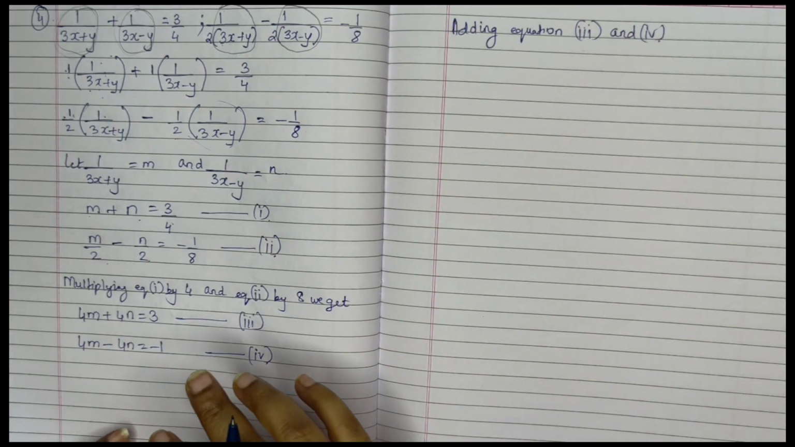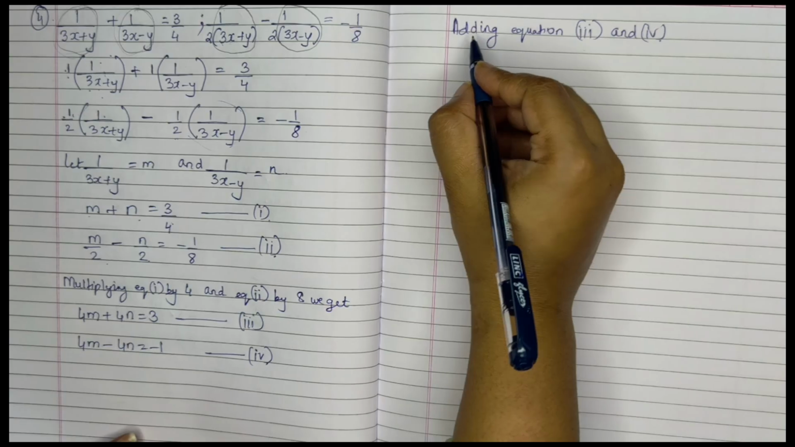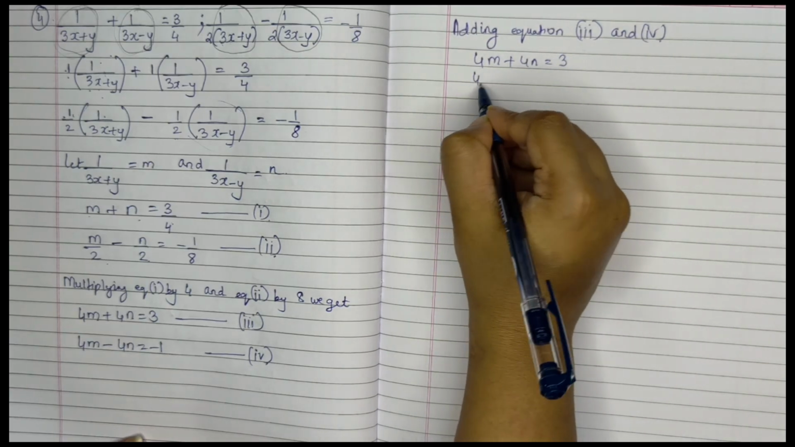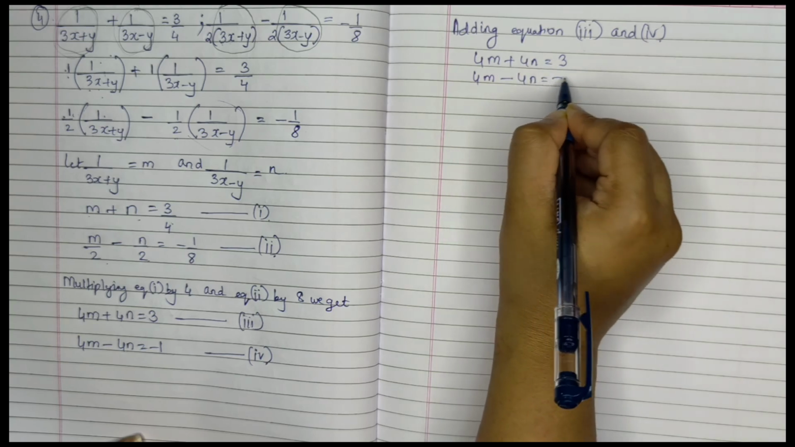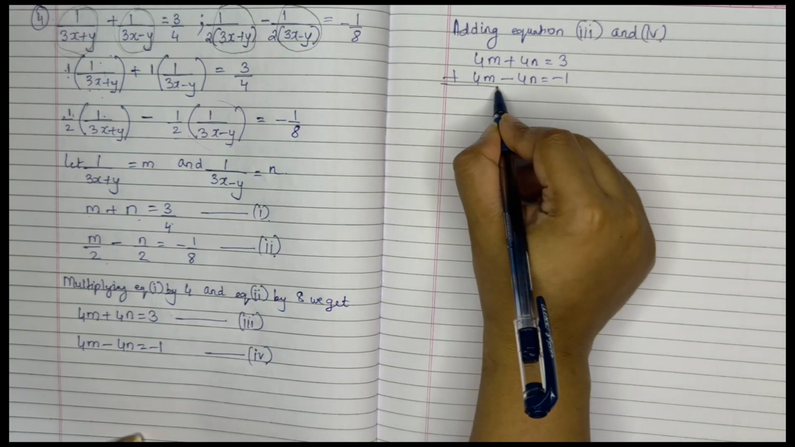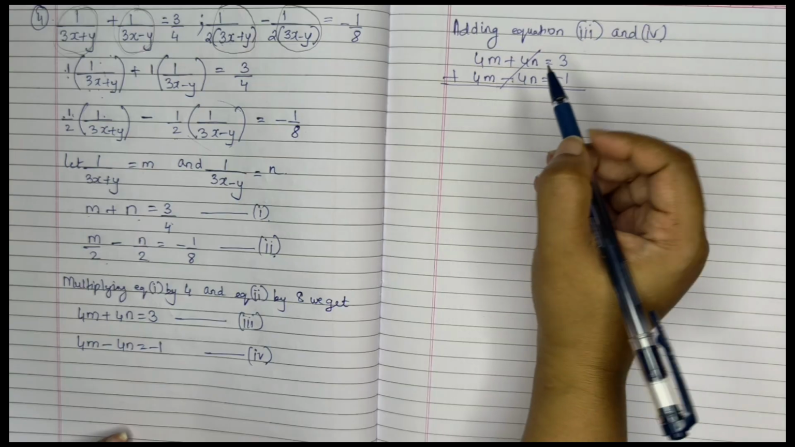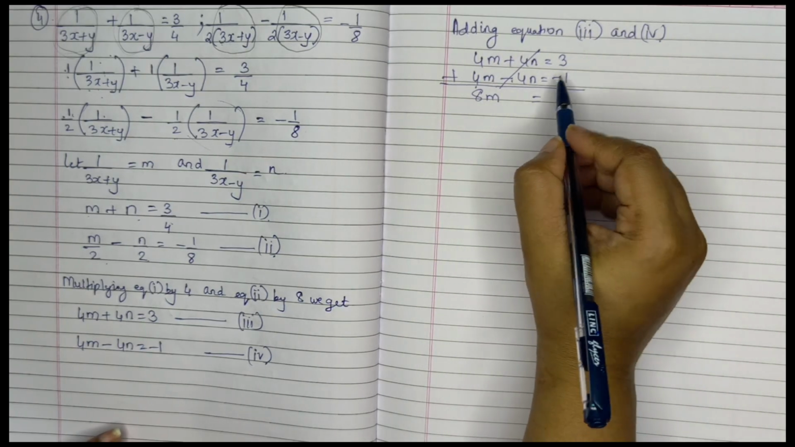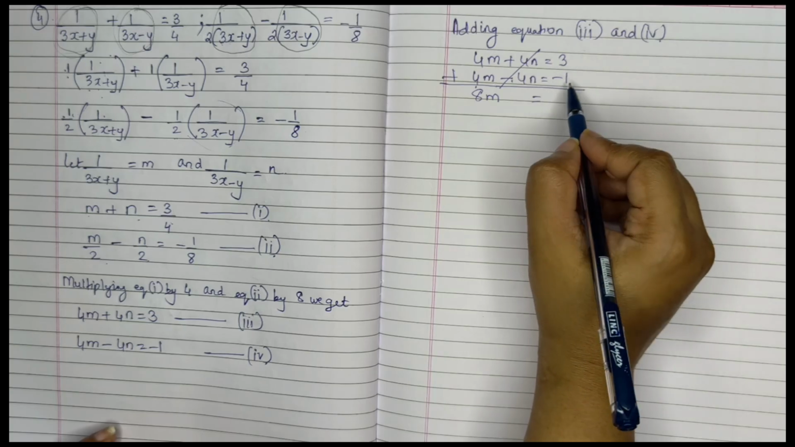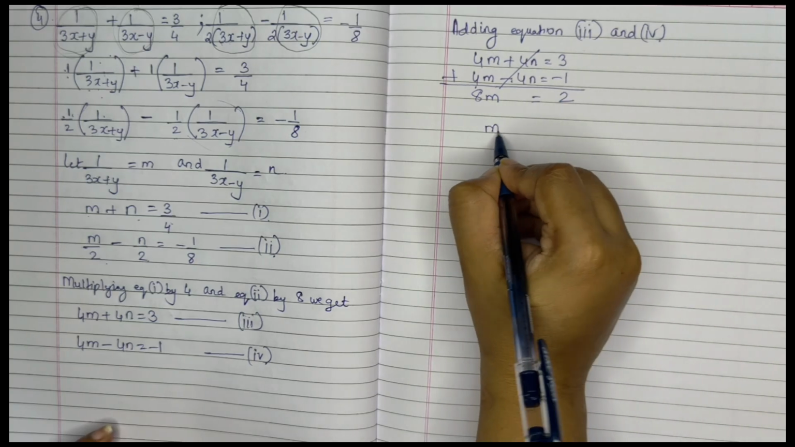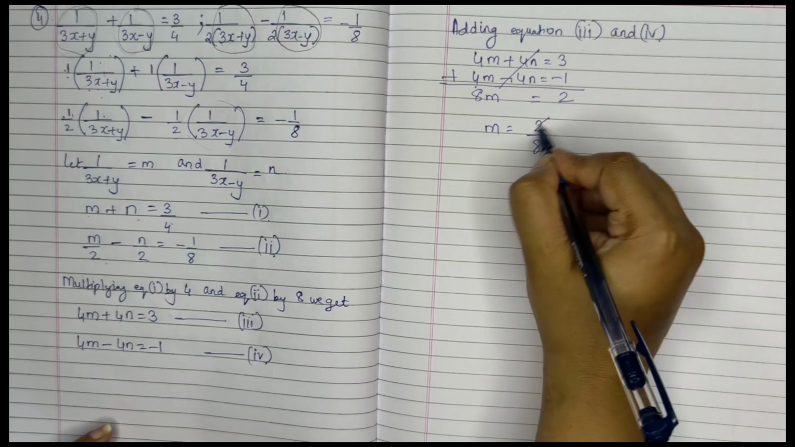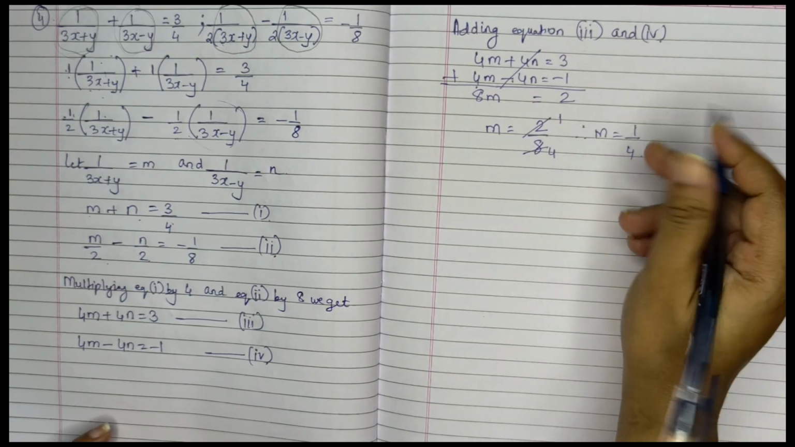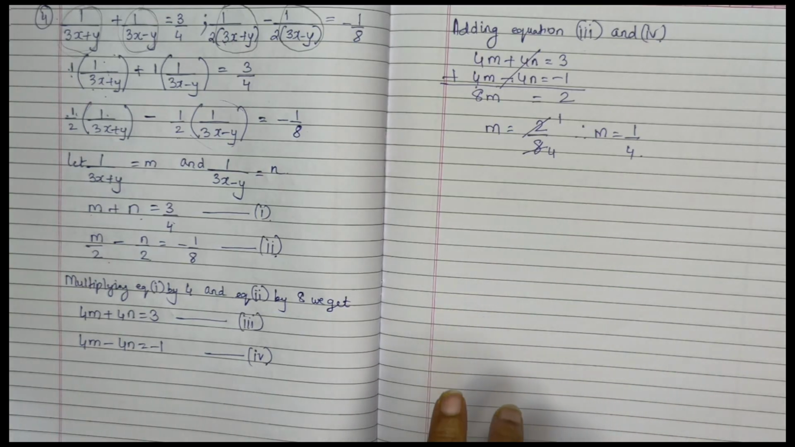Okay, so write down both the equations. 4m plus 4n is equal to 3 and 4m minus 4n is equal to minus 1. Add both the equations. See, plus 4n and minus 4n get cancelled here. So 4 plus 4 we will get 8m is equal to 3 minus 1, 2. Now m is equal to 2 upon 8. 2 ones are 2, 2 fours are 8. So therefore m is equal to 1 upon 4. We got m. Understood?